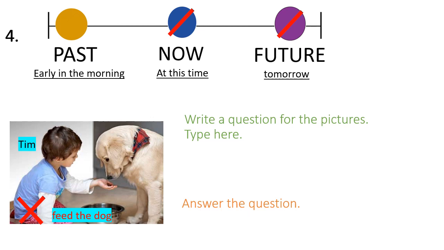All right, number 4, look at the timeline. Notice the time that we are talking about. Look at the action, which is in red. Okay, feed the dog. And who is or could be doing the action? A boy named Tim. So write a question and answer it, please.